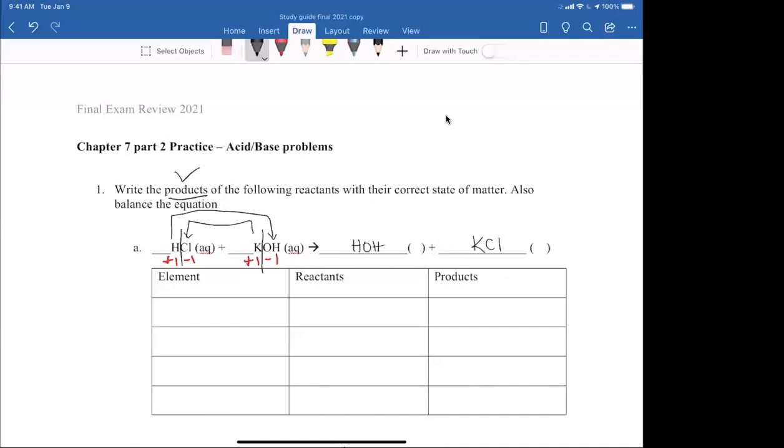Okay, now we need to write the states of matter, right? So remember, the states of matter are the following. Solid, S. That means that something is insoluble in water. It will not dissolve in water. Then we have liquid. Remember, for liquid, we use it when we have water as a product, meaning H2O or HOH, right? Then we have gas, or G. We don't use that normally.